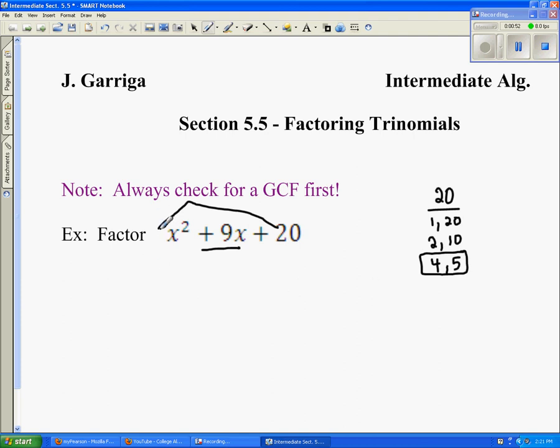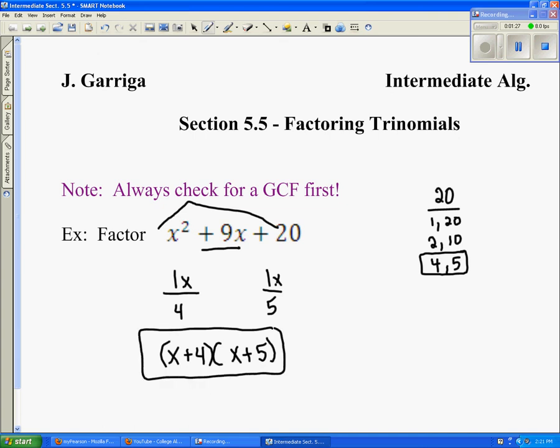My next step is I take this coefficient, which is a 1, and then I split my variables. So I put a 1x and a 1x, and then I'm going to put it over one of my factors, which is 4, and I'm going to put it over another factor, which is 5, and I simplify the fraction. Well, 1/4 doesn't simplify, so I just get 1x, which is just x plus 4, and then right here 1/5 doesn't simplify, so I just get 1x plus 5, which is just x plus 5. So when I factor this using rooftop, these are my factors.